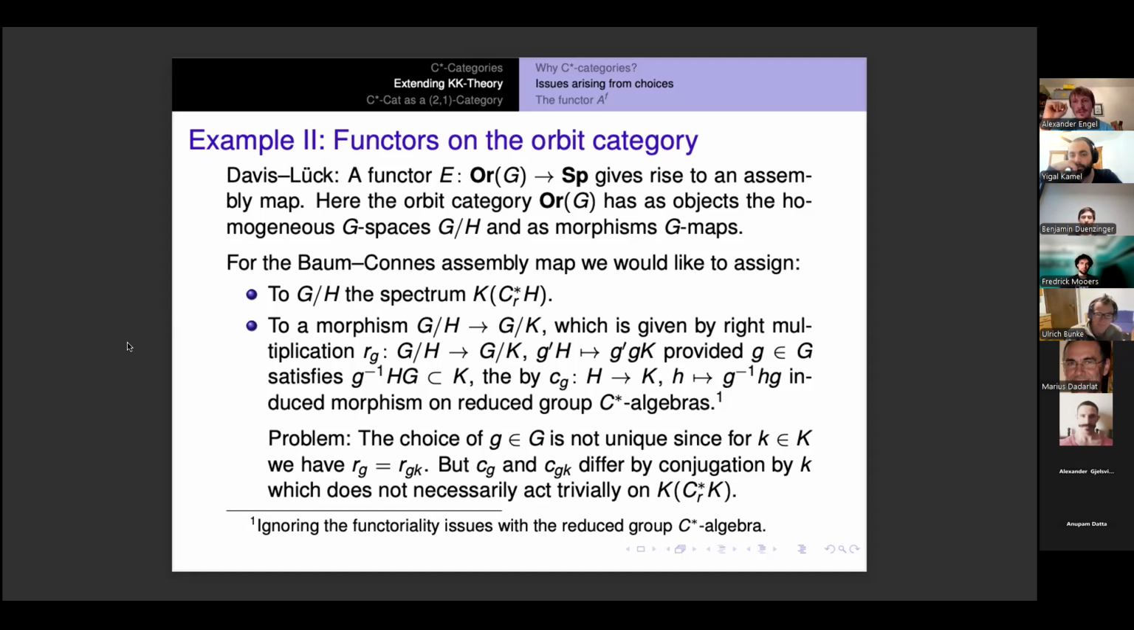And so again, you have the problem that, well, if you do it just on K-theory groups, everything is fine because conjugation by unitaries acts trivially. But if you do it spectrum valued, as you need it here for this Davis-Lück assembly map machine, then you have the problem that conjugation does not necessarily act trivially on the spectrum. And so again, you have the problem that it's bad for you to make this choice of this group element g. And the solution here is again to pass suitably to a C-star category.